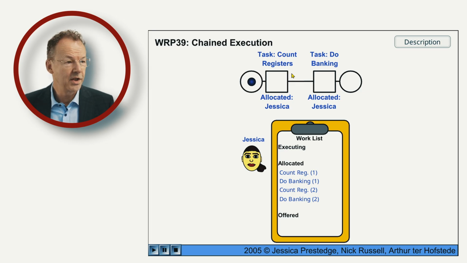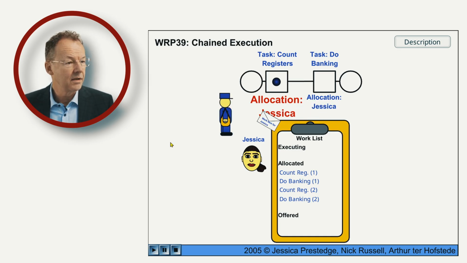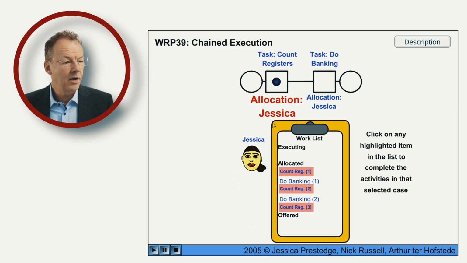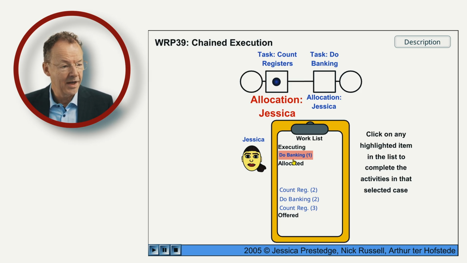So the flash animation here for chained execution. We have two tasks here, count registers and do banking. And we have Jessica here, and let's start the animation. So count registers is allocated to Jessica. And now we have case ID 1, count registers. And once this is completed, we immediately do the do banking work item of the same case.